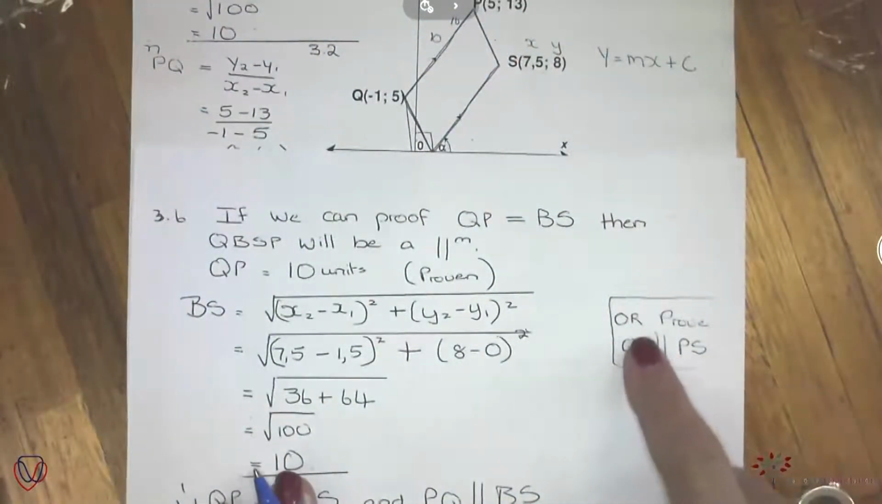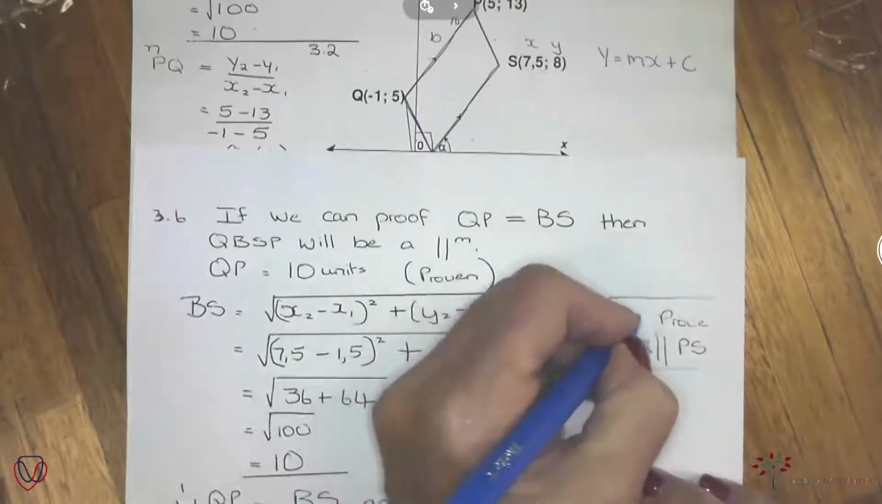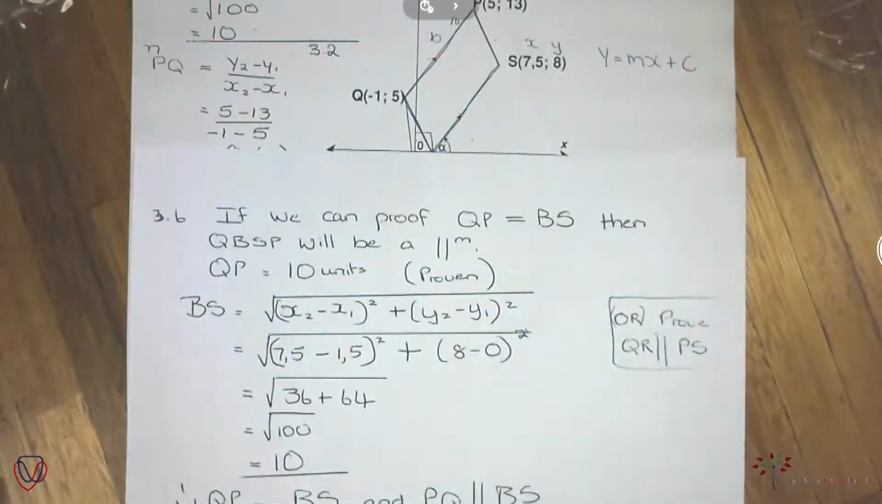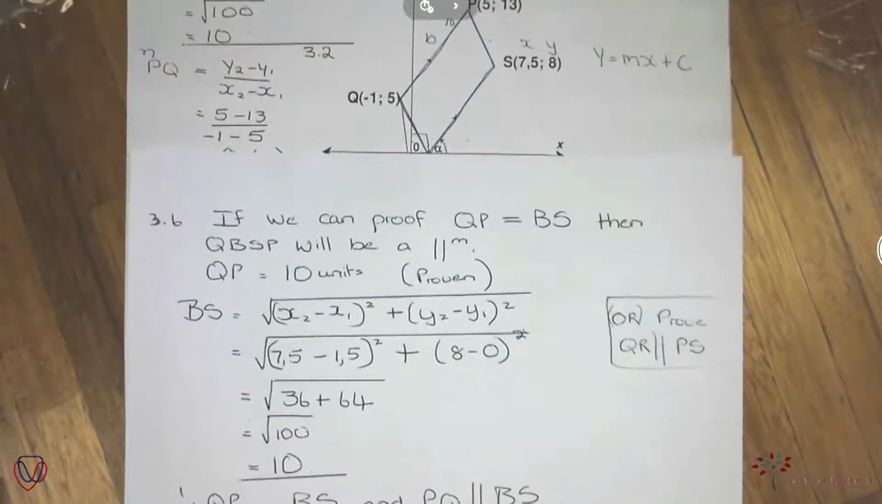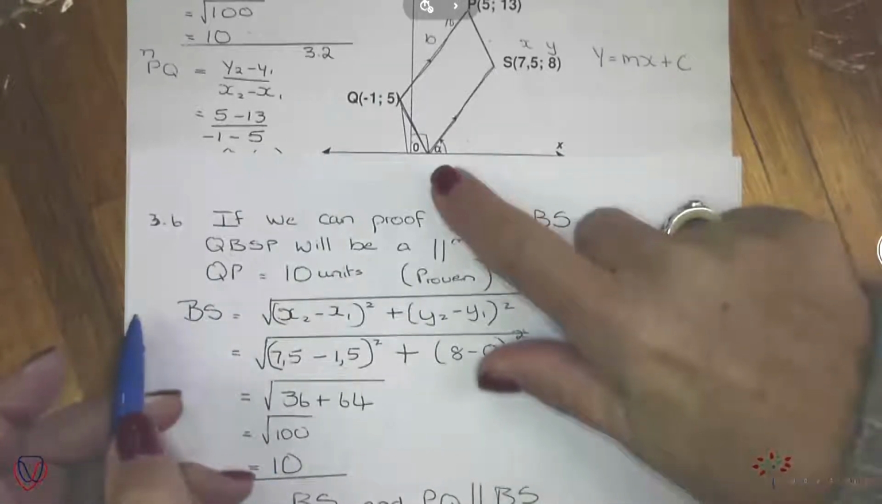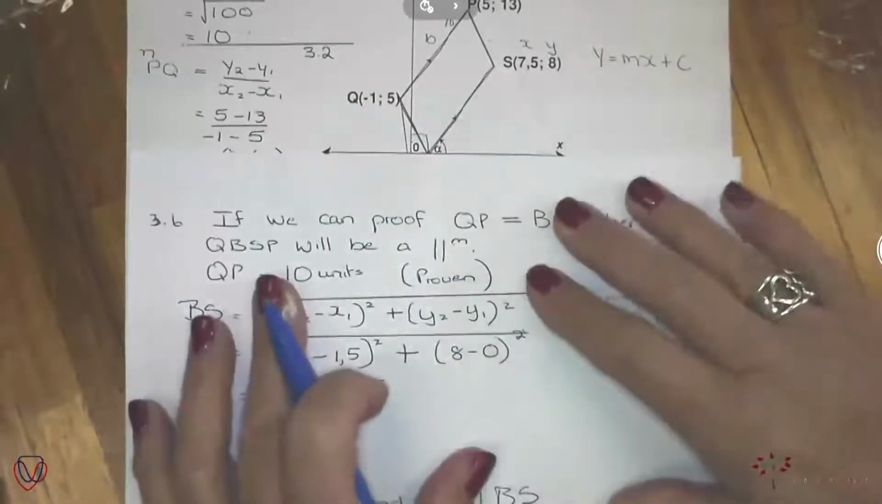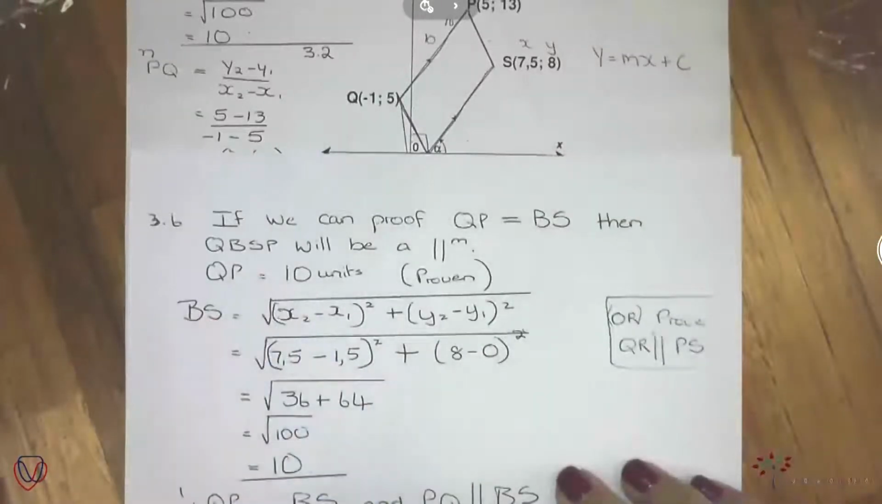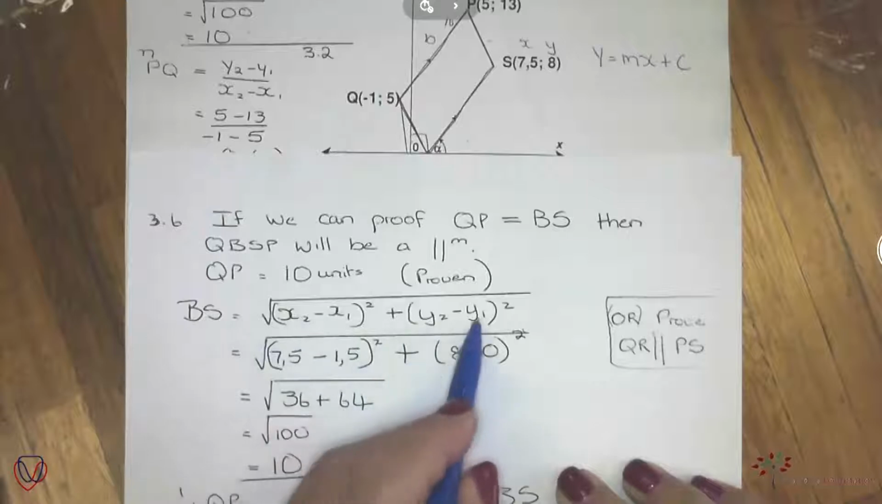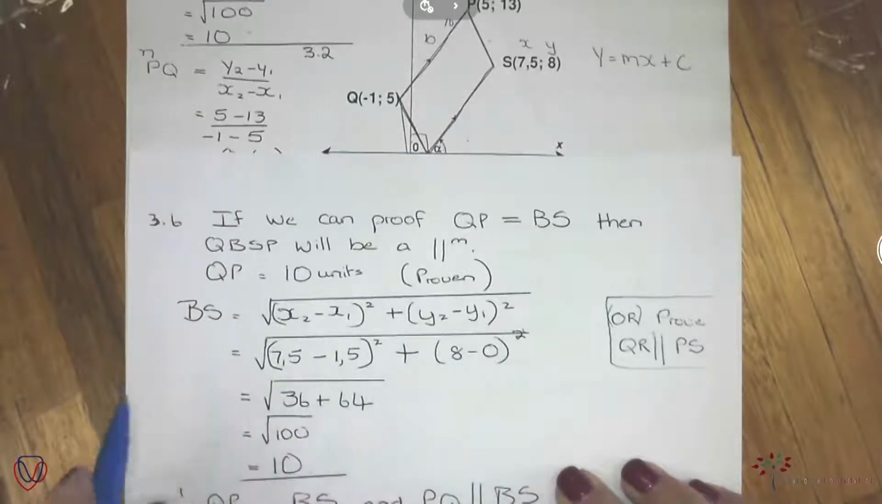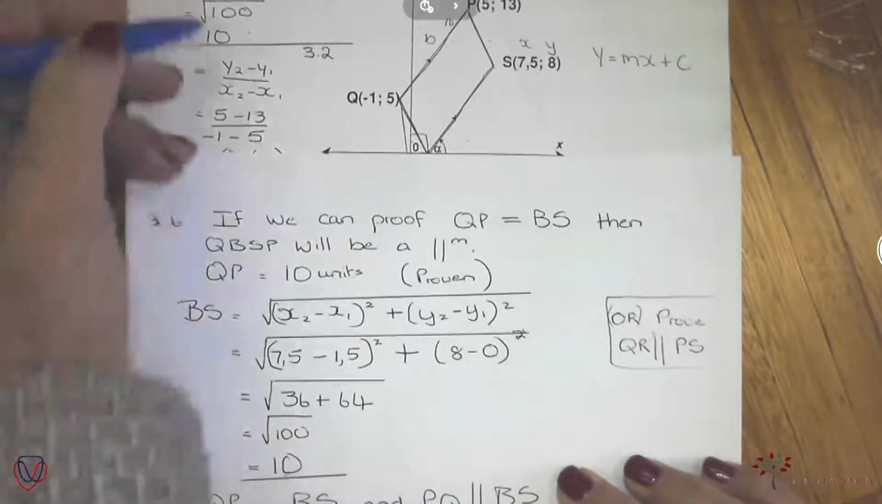And that will also give me a parallelogram. I also said there, you can use QR parallel to PS, two gradients. And if you've got the gradients of those two, and they are the same, then both pairs of opposite sides will be parallel. Okay, but I did the length one. So I determined the length of BS. And there's your formula, you know that by now. And we've got the coordinates of B and S, so we just substitute them in there. You know by now how to do the distance formula. And what did we get? 10, people. It's the same as that one.